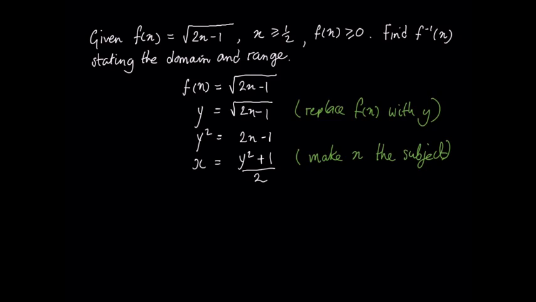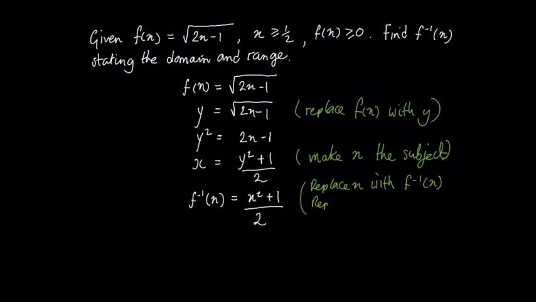The next step is to replace x with f to the minus 1 of x and replace y with x. So we can write this as f to the minus 1 of x is equal to x squared plus 1 over 2. We'll make a note of that. Replace x with f to the minus 1 of x and replace y with x.